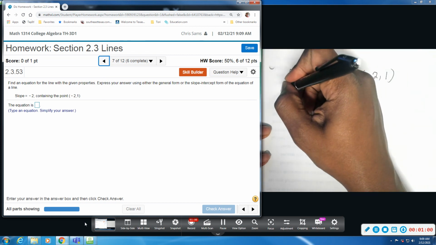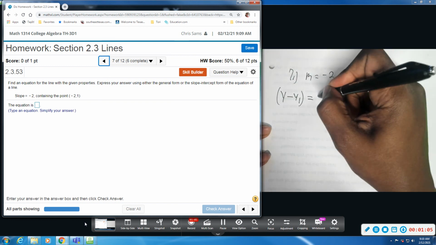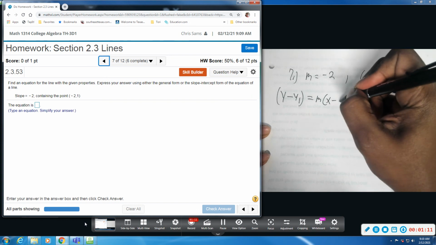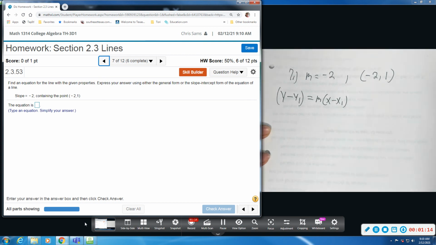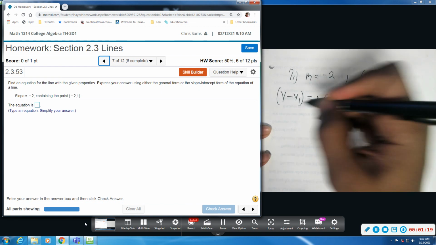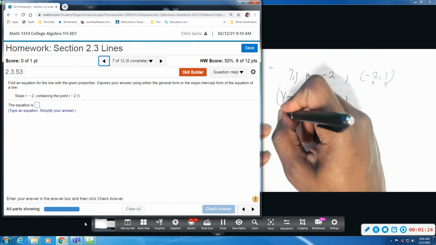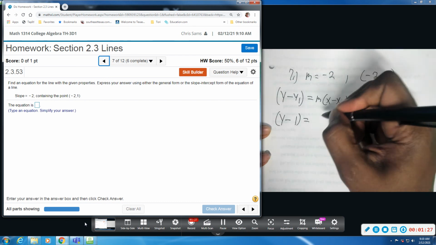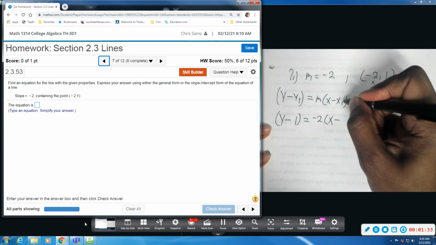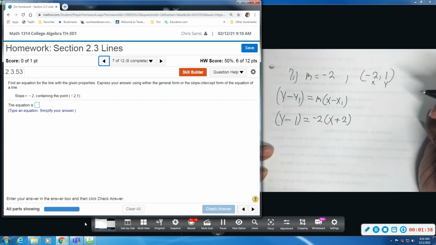So remember, point slope form: y minus y1 equals m times x minus x1. Alright, so we're going to plug everything in that we have. Remember, x, y, alphabetical order. So we have y minus the y value of 1 equals the slope, -2. And then we have x minus the x value of -2. So we'll just go ahead and say plus 2. Minus the negative will be plus 2.